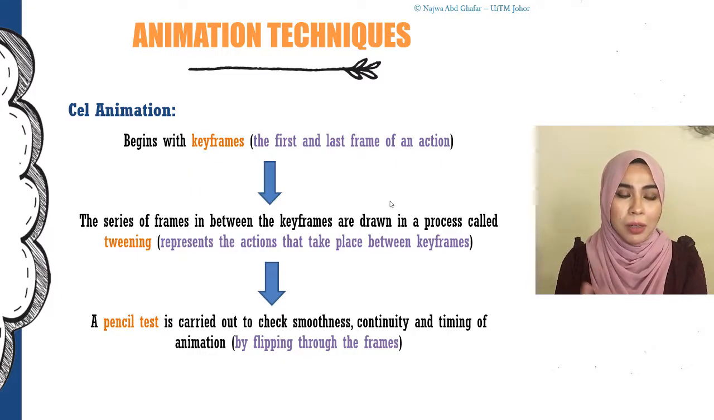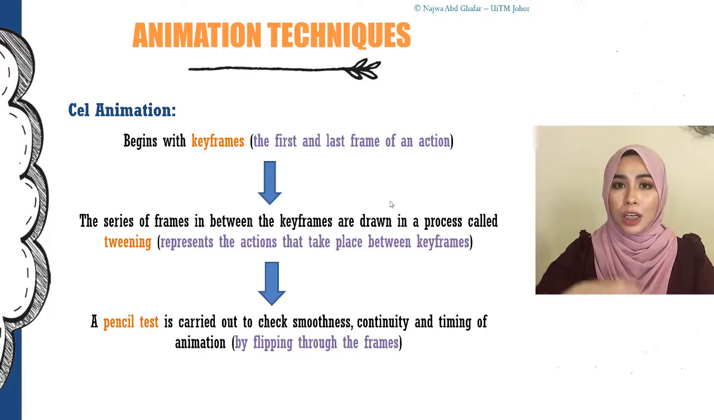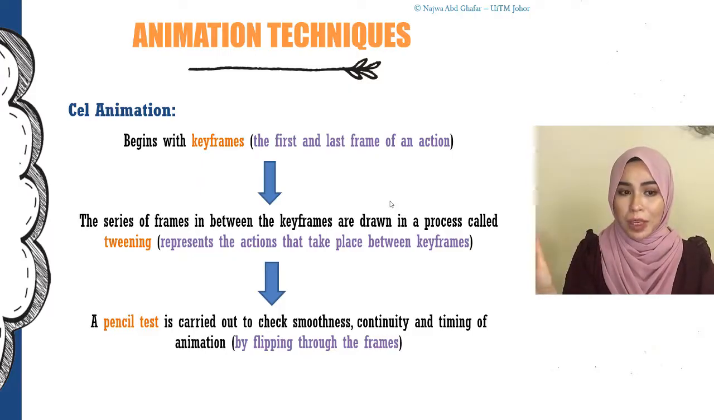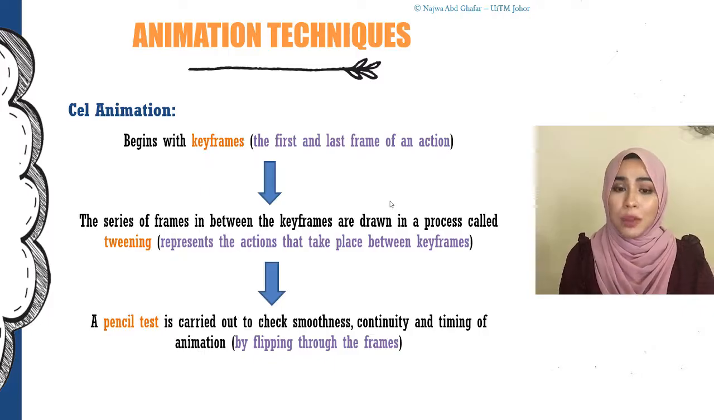Now, how does cell animation work? Like I've said, when we create an animation, we need lots of pictures, right? Let's say I want to create this movement. So how I create this particular animation, I need to begin with a keyframe.